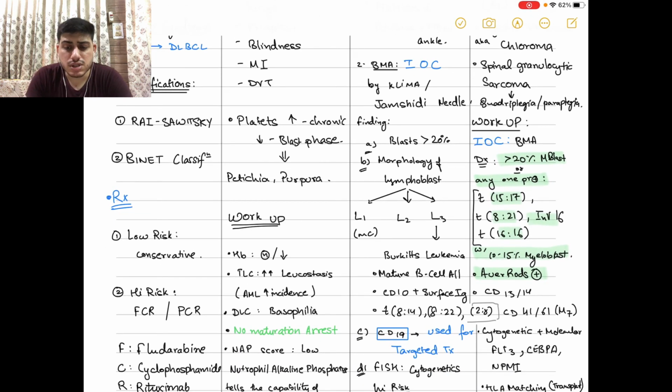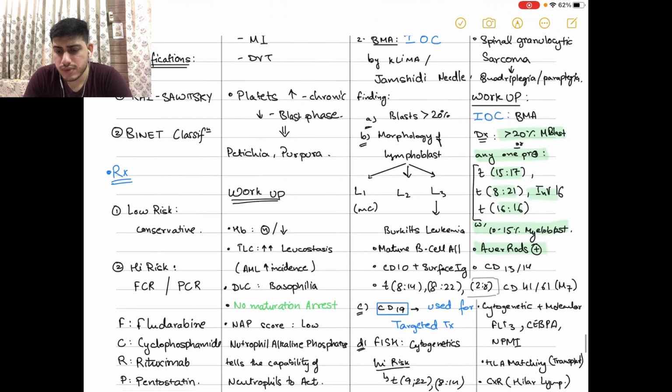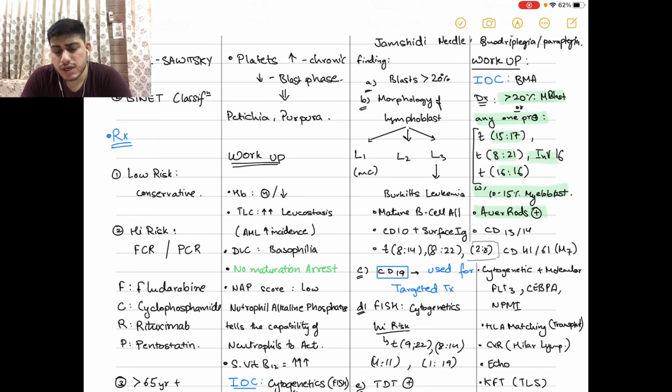Then spinal granulocytic sarcoma: now the spine is involved and it will put pressure on the spinal cord and it can cause quadriplegia, paraplegia. Now for the workup of AML, investigation of choice is BMA. For both AML and ALL, BMA is the investigation of choice.